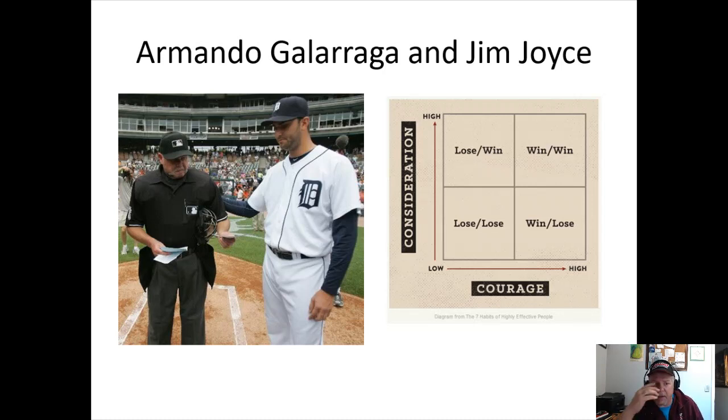So Galarraga, he could have gone crazy at the umpire, but he didn't, right? Galarraga got on TV, an interview after the game, and he says, nobody's perfect. Everybody makes mistakes. And then Jim Joyce, the umpire, the next day, the two teams were still playing. It was the Indians and the Tigers. And he got out there and he met with Galarraga and he apologized.